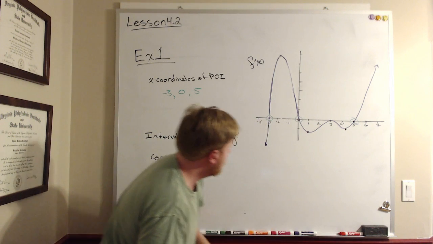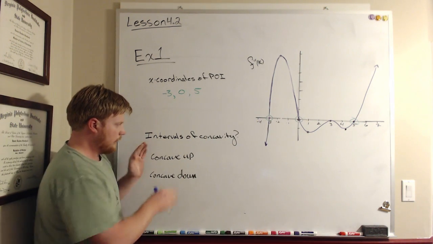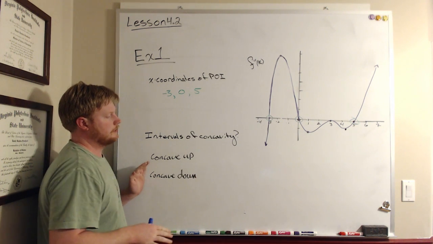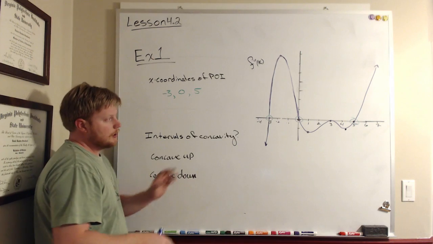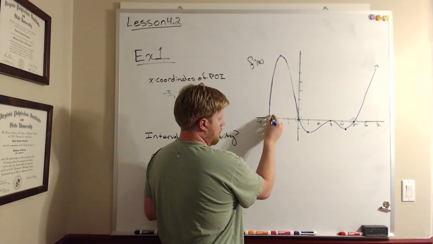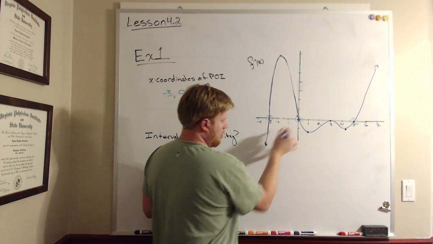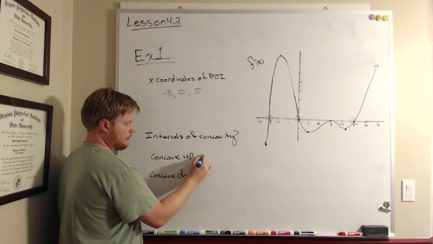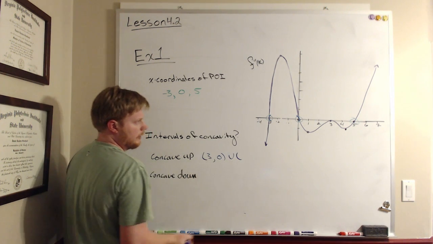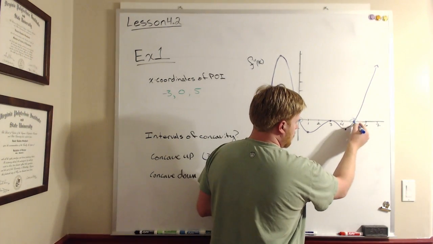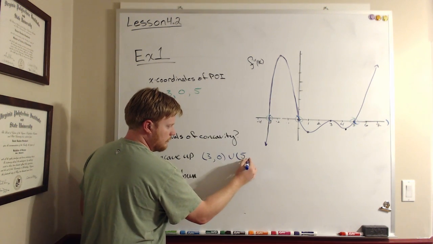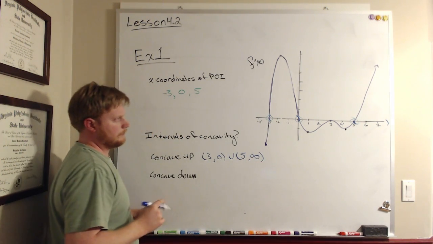All right. Now the question is, on what interval is the original function concave up? Okay. That's going to be where the second derivative is positive. So we're concave up from -3 to 0 and 5 to infinity.